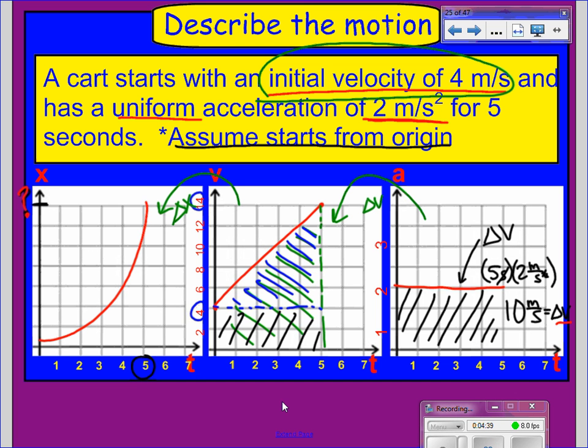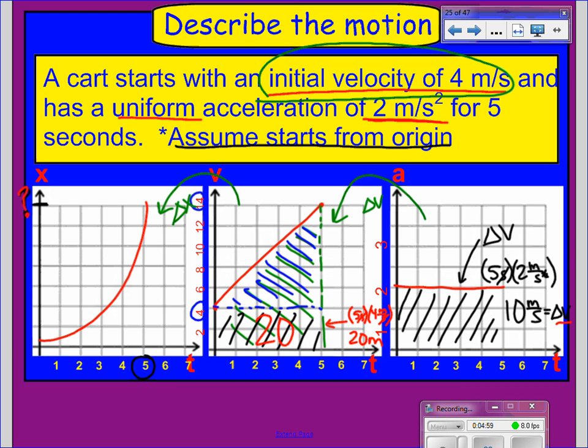So let's do those. First, I'm going to go ahead and do the rectangle. The rectangle is just base times height. The base is 5 seconds, and the height is 4 meters per second. When I multiply those, I get 20, and the seconds cancels out completely, so 20 meters would represent the rectangle.